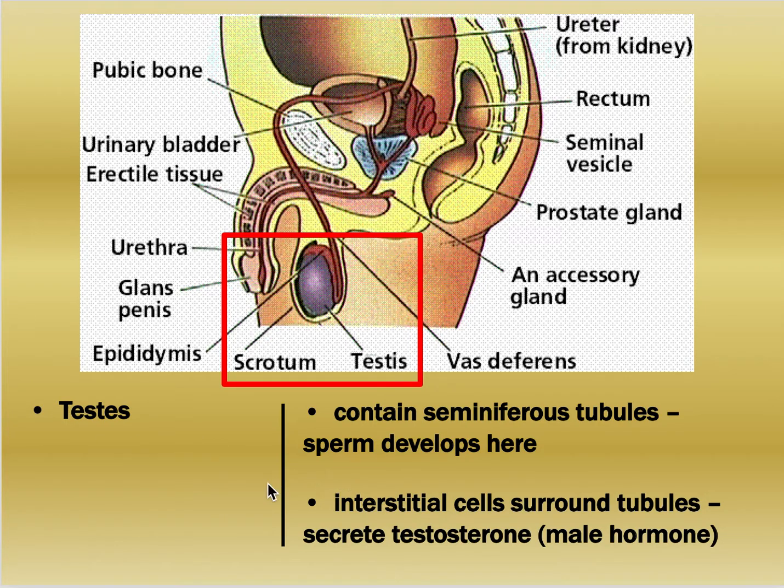that make sperm. Okay. Interstitial cells surround the tubules and secrete testosterone, the male hormone. So you have cells that will secrete testosterone that are going to aid in male bodily changes.